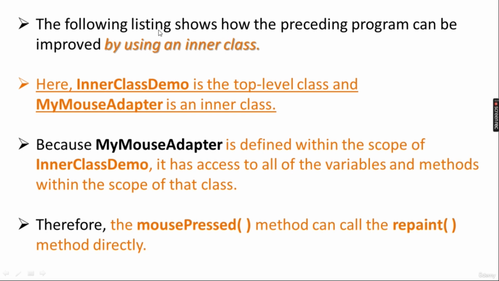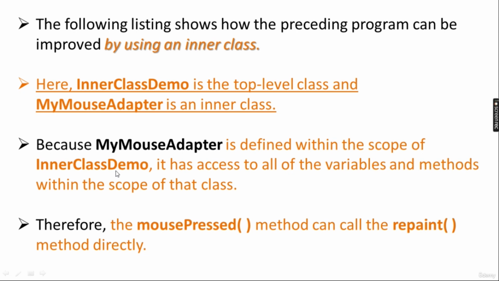So now we will see the example that has the inner class in it. Here InnerClassDemo is the top level class and MyMouseAdapter is the inner class in that. So MyMouseAdapter is defined within the scope of InnerClassDemo. It has access to all of the variables and methods within the scope of that class. Scope means within the opening and closing braces of InnerClassDemo, it has access to all of the variables and methods of that class, that is InnerClassDemo.